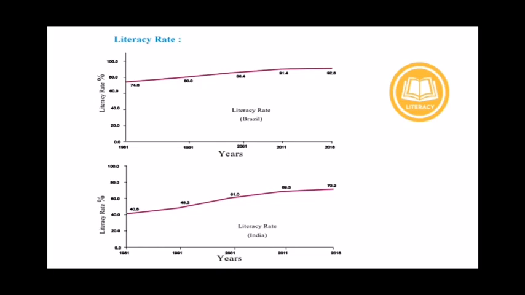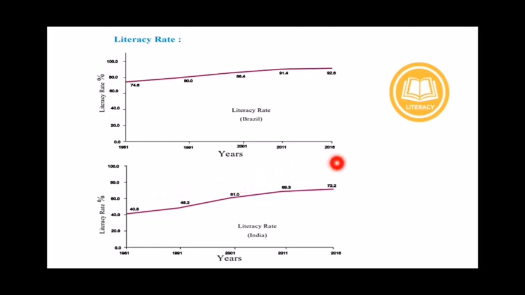So here we have the literacy rate. How much is an individual educated? Does the person know how to read and write? Let's have a look at the line graph of India and Brazil. In 1981, if you see Brazil's literacy rate, it is around 74.6, whereas in India in 1981 it is around 40.8. So we are very low down in the literacy rate.